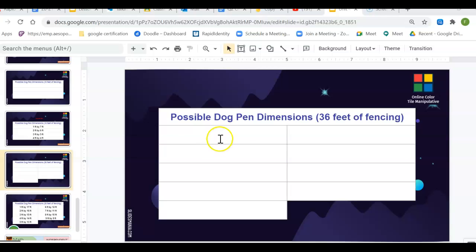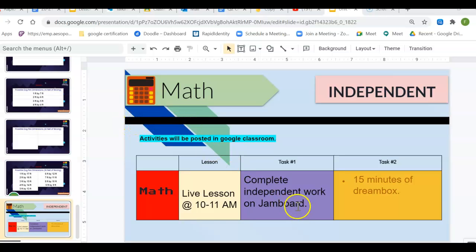And finally, I want you to find all of the possible dimensions for 36 feet of fencing. Now, these little rectangles right here are telling you how many possible answers there are. So each of these blank rectangles should be filled in with dimensions, because that's how many possible answers they have. For this one and for the previous ones, however many blank rectangles you see, that's all of the different possible answers. And finally, complete independent work on your Jamboard and also complete 15 minutes of Dreambox.